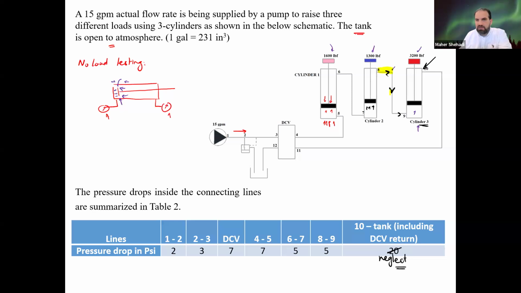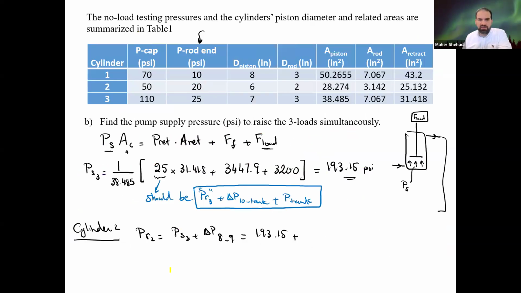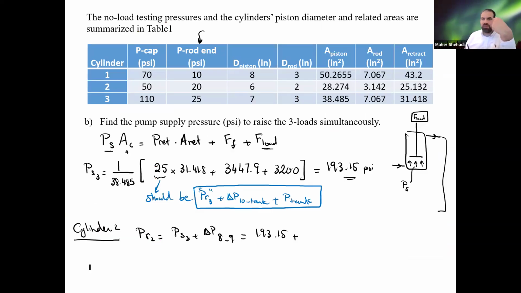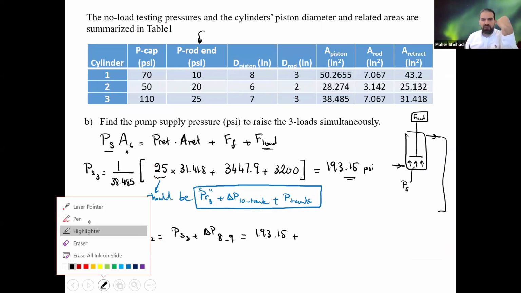This line here, which is 5 psi. So I will take that, add it to the 193, and be careful. Sometimes you're moving forward, sometimes you're moving back. If we move back, then the pressure upstream should be higher, so I will need to add the pressure.